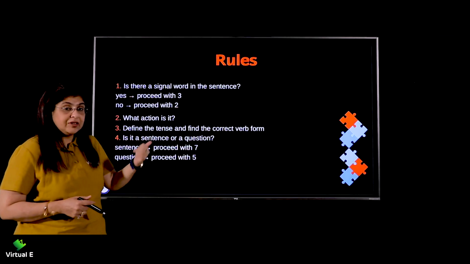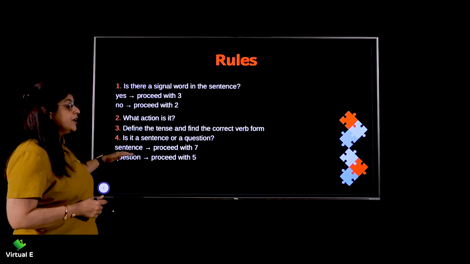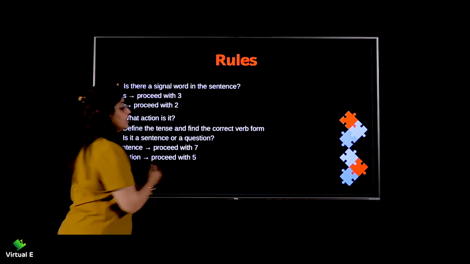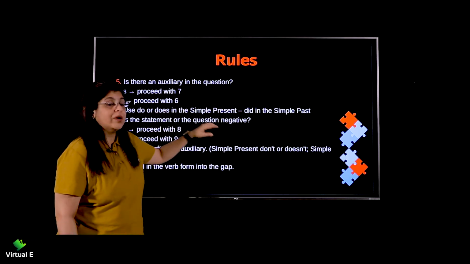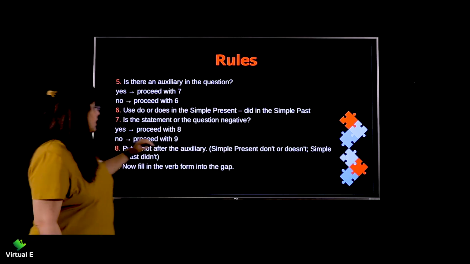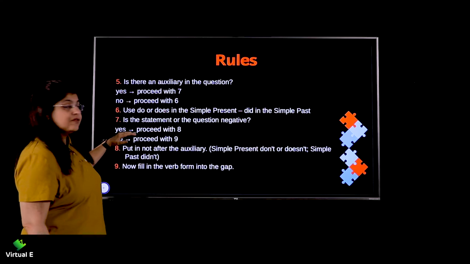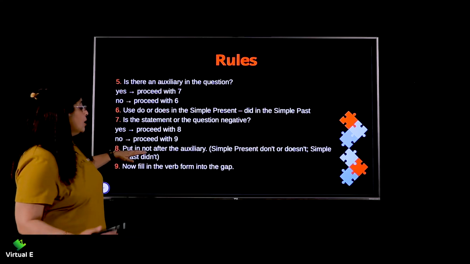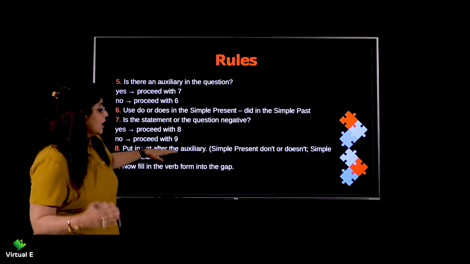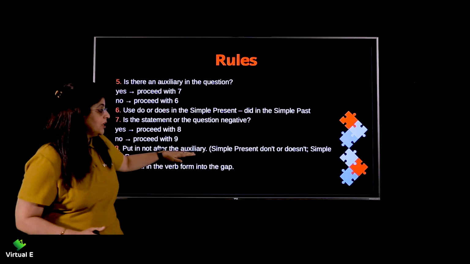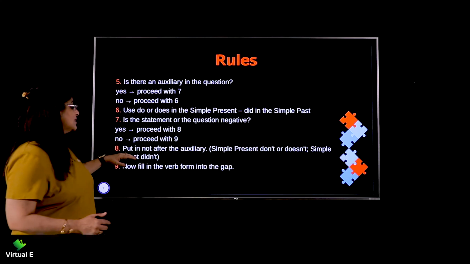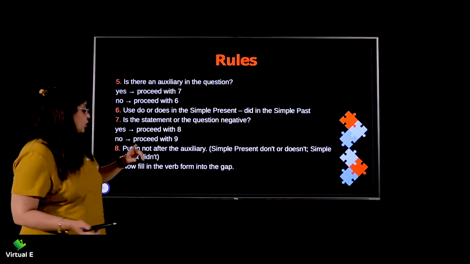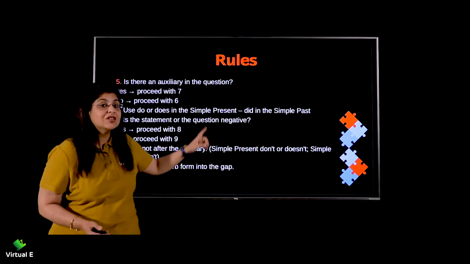Now, it is either a sentence or a question. If it is a sentence, then what will you do? Is the statement or the question negative? If it is negative, yes, then you will put in not after the auxiliary. That means in simple present don't or doesn't, and in simple past didn't. You will put a not after the auxiliary.